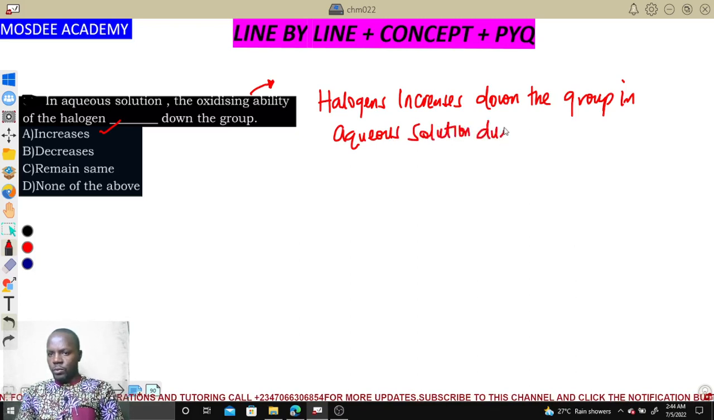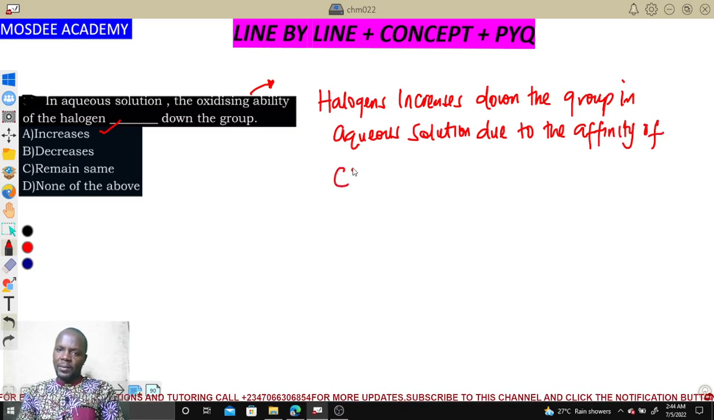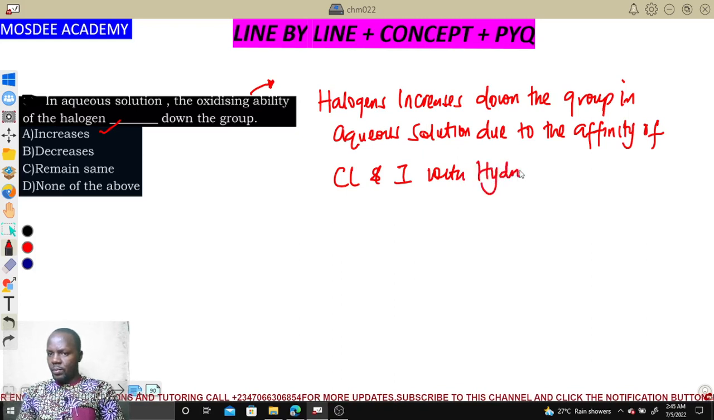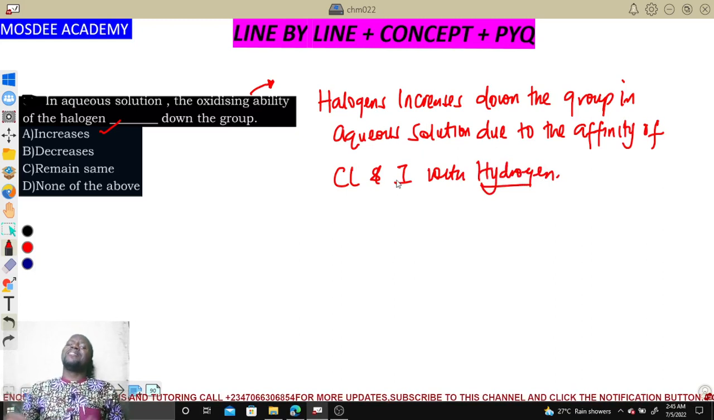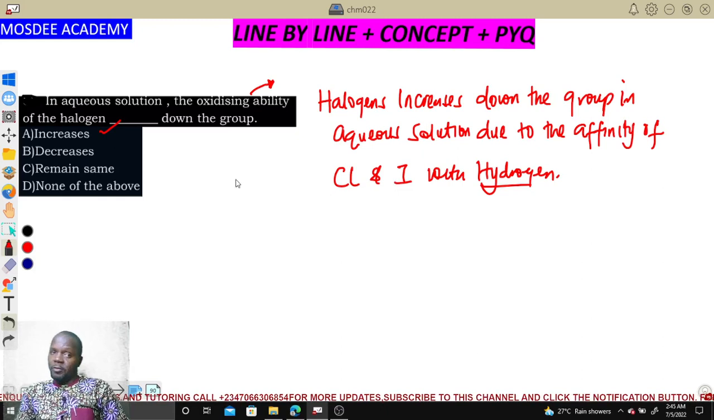In aqueous solution, due to the affinity of chlorine and iodine with hydrogen. So you can keep that, or you can also say due to the polarizing effect of chlorine and iodine, which you cannot see in bromine and also in fluorine. So increases will be correct. Please, another important point, line by line, please follow up.